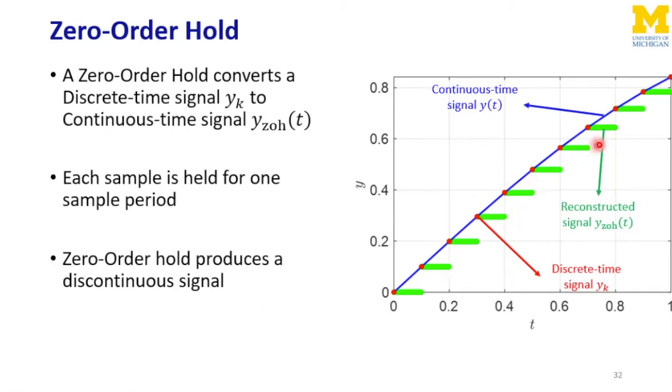So let's look at an example. Let's look at this figure. We start with the continuous signal. Continuous signal is shown here in blue. We sample the continuous signal. When we sample the continuous signal, we get these red dots.